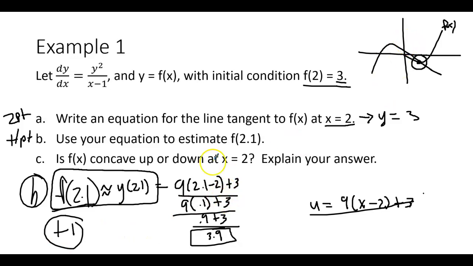Let's take a look at C. Is f of x concave up or concave down at x equals 2? Explain your answer. Now, the way I drew my picture, it looks like at this point my f is concave up, but that's not right because, or it might be, but it might not be. Remember, I told you I just made this picture up. This may not be a good picture.